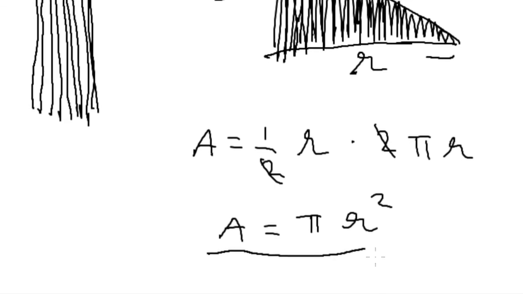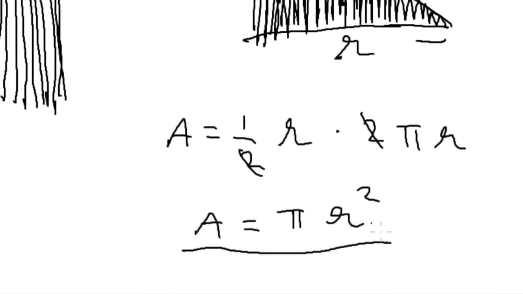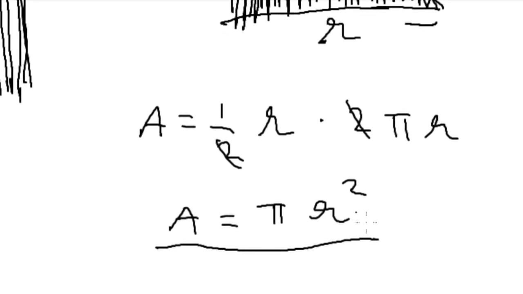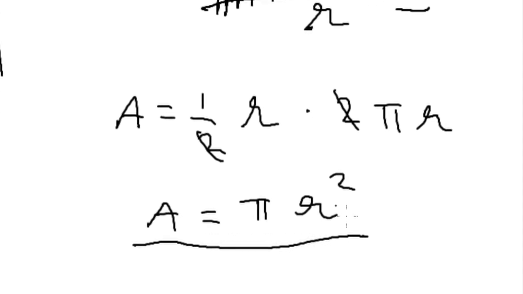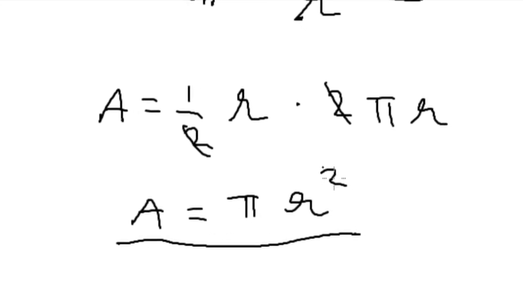And that, my little ducklings, is how you get a perfectly delicious pie. I mean, the area of a circle.